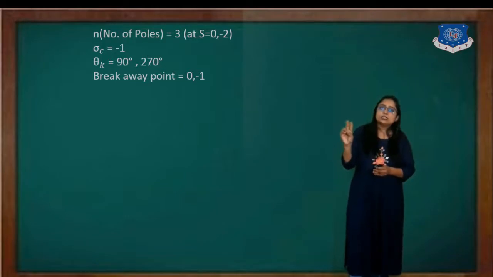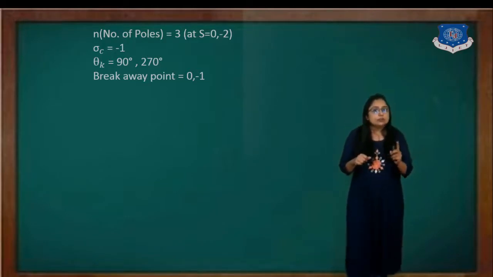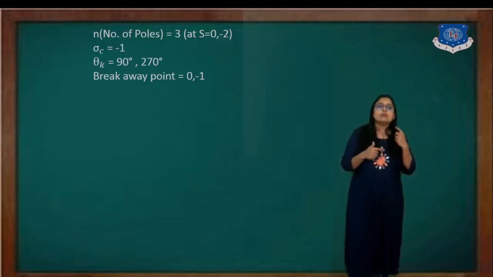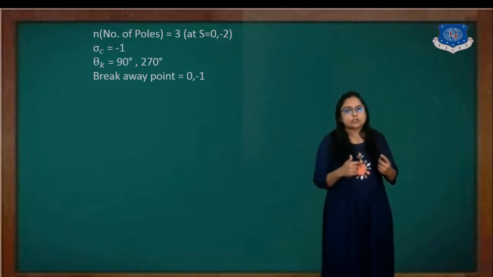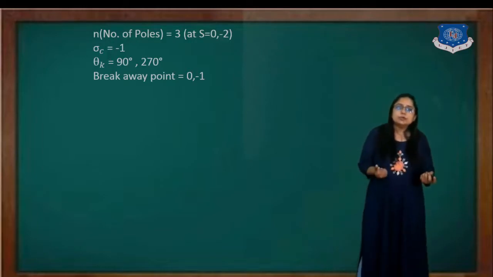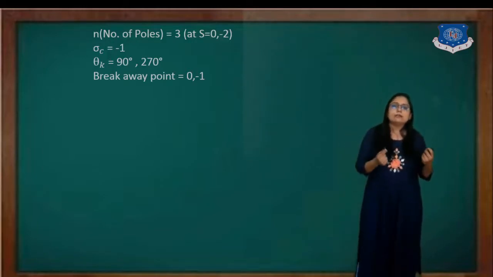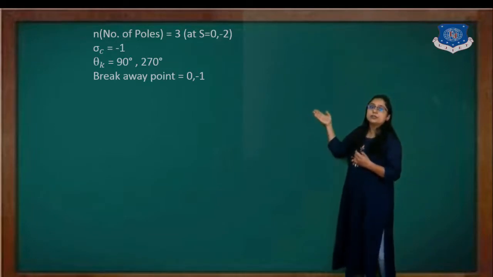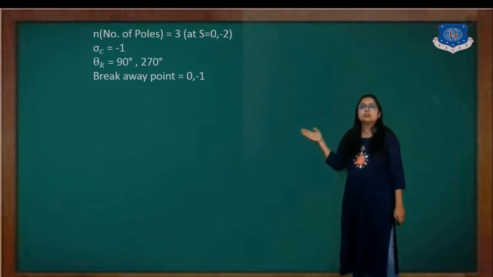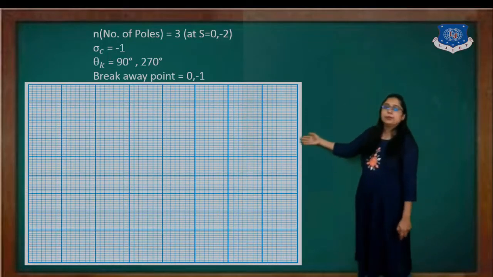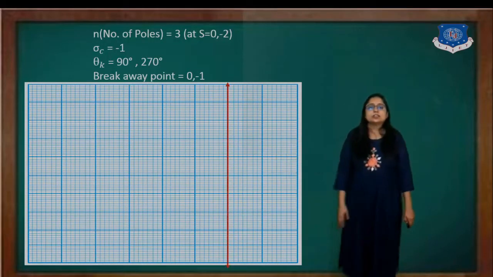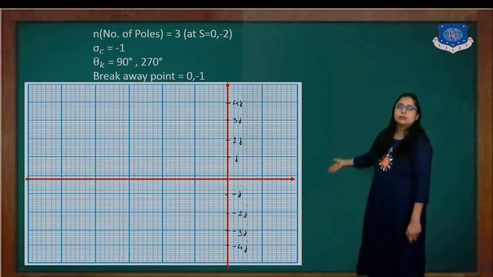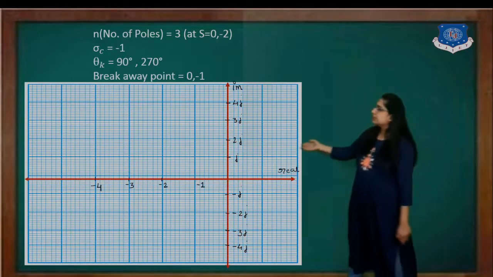And the last point, that is what? It's an angle of departure. And that you have to find out whenever you have a complex pole in our network. Right now we have a simple pole, that is at 0 and -2. So this is all about the uncompensated root locus. Now just draw all the points on this graph paper. First you just mark the imaginary axis and real axis. These are the numbers. Then this is my real axis.